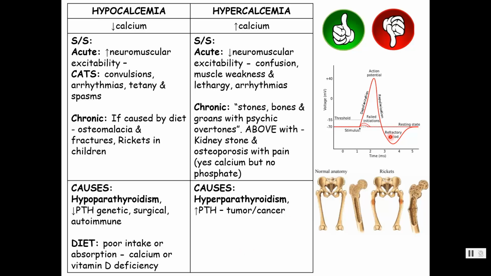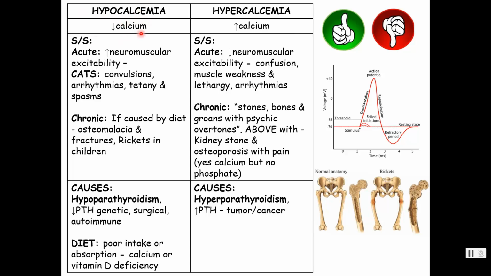So now we're looking at balances, and you've seen this before. A really easy way to remember, because once again we're going to have neuromuscular dysfunctioning, is it's going to be opposite. So if calcium is high, neuromuscular functioning is low. If calcium is low, neuromuscular functioning is high. So let's pop over here. Hypo means low, calcemia, so low calcium in the blood.